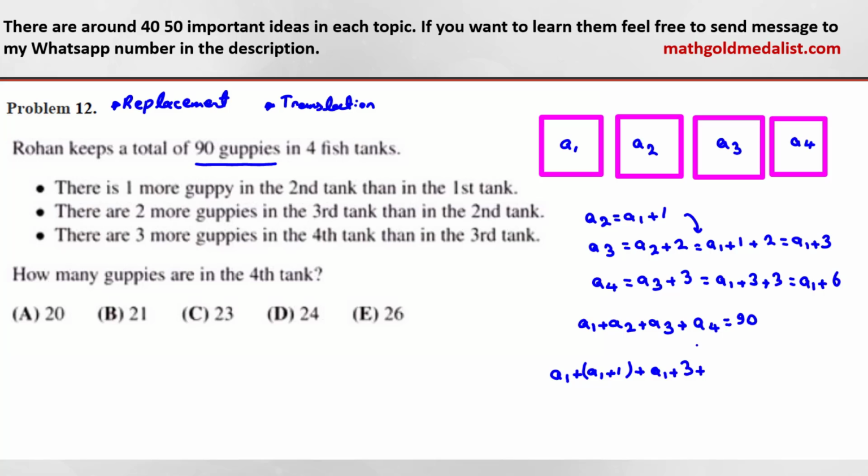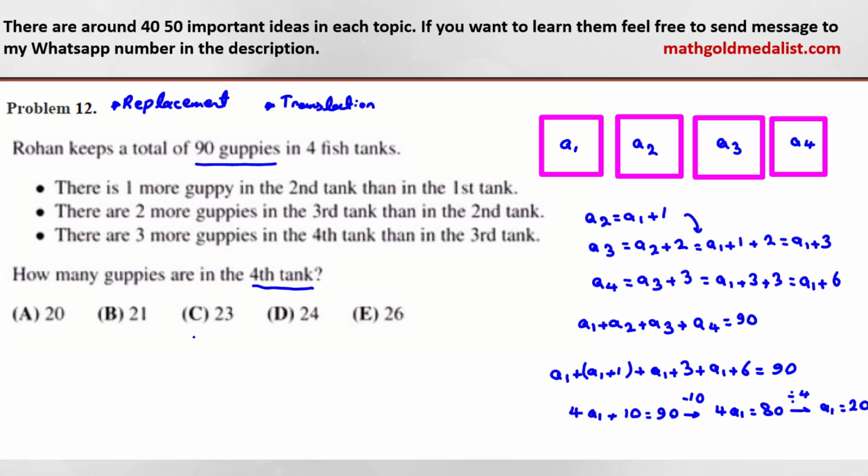And A4 is what? A1 plus 6, which is 9. So A1, A1, A1, A1: 4A1 plus 1 plus 3, 4 plus 6, 10, is equal to 90. If you subtract 10 from both sides, 4A1 is equal to 80. And if you divide both sides by 4, A1 will be equal to what? 20.